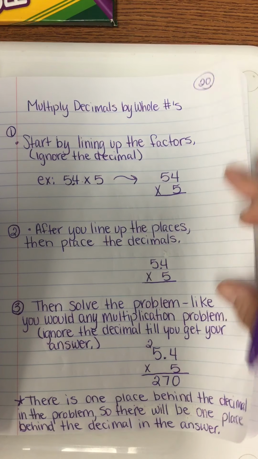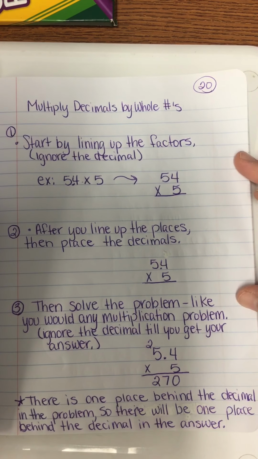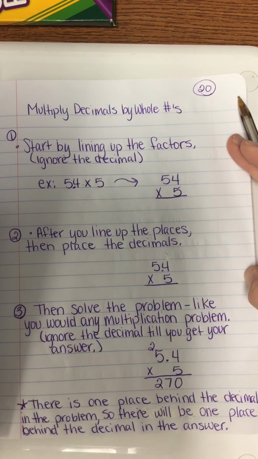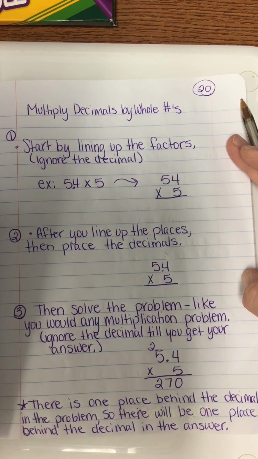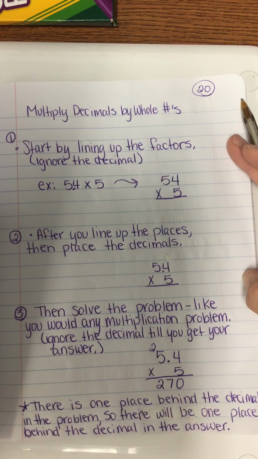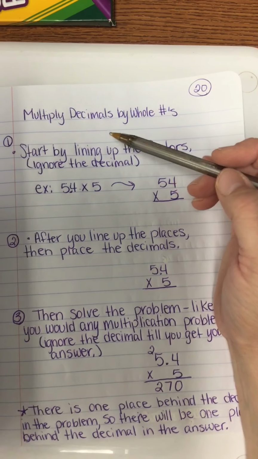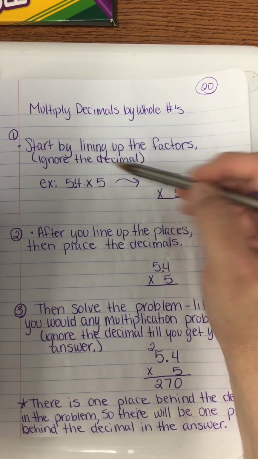Okay, so today we're going to talk about multiplying decimals by whole numbers. This will be page 20 in your notes. Yes, you need to write this down in your journal. Yes, you need to finish this video all the way to the end so that Edpuzzle knows that you're done with it. Okay? All right, so number one, it says start by lining up the factors and ignore the decimal.